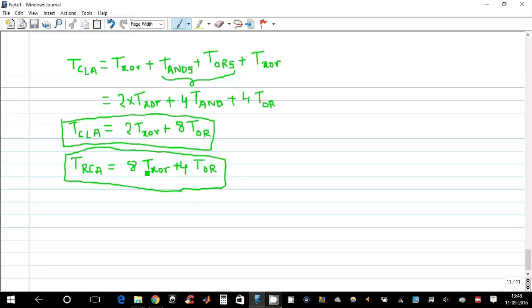This itself will dominate, even if we neglect the delay of the OR gate to be 0. So the carry look ahead adder just requires 2 XOR gate delays, while the ripple carry adder requires a delay of 8 XOR gates. This is why the carry look ahead adder is very much faster when compared to the ripple carry adder. So this is the end of the carry look ahead adder.